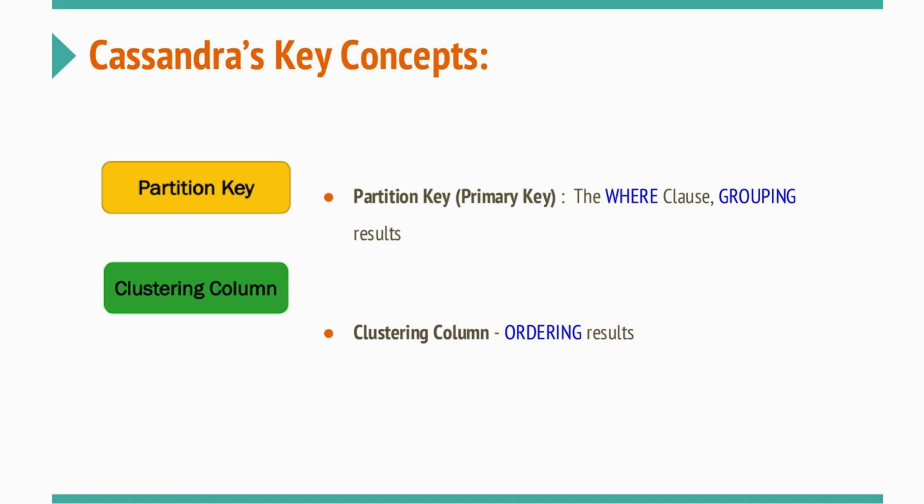The clustering column, on the other hand, determines the order in which the data is stored on disk within a partition. This is extremely useful for ordering your results. If you want to get the 10 most recent messages in a chat, you would use a clustering column to sort the messages by time. It's used for ordering your results.